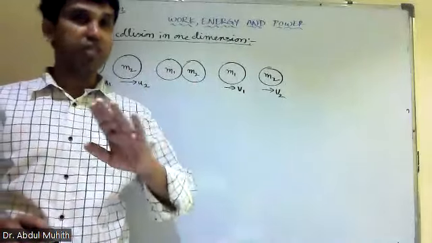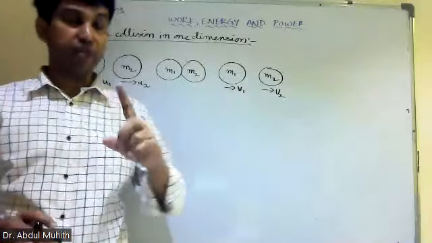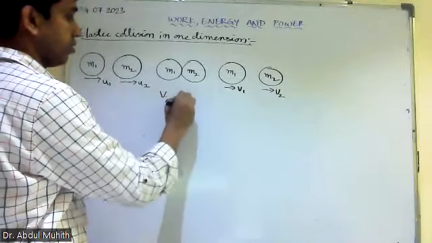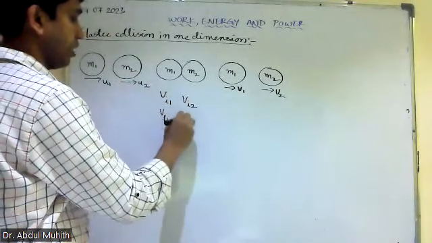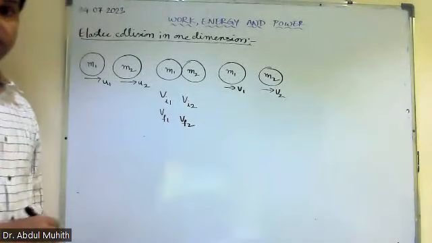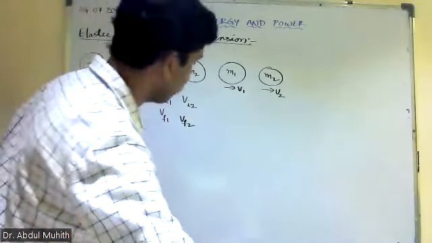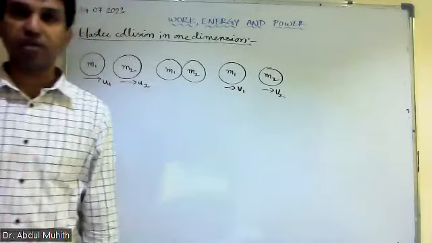The derivation in the textbook is a little tricky. In the textbook, he has given VI1, VI2, VF1, VF2, with F for final and I for initial. I'm not going to take all these things. I'm just taking U1, U2, V1, V2 to make it very simple. Anyway, they are not going to check all these things in the exam.